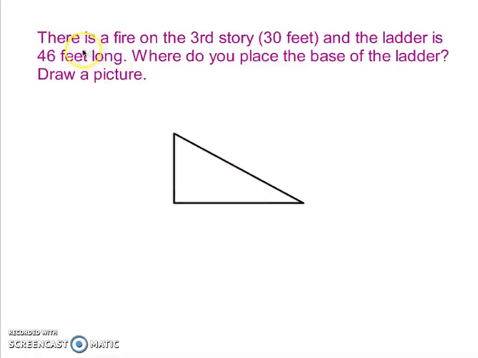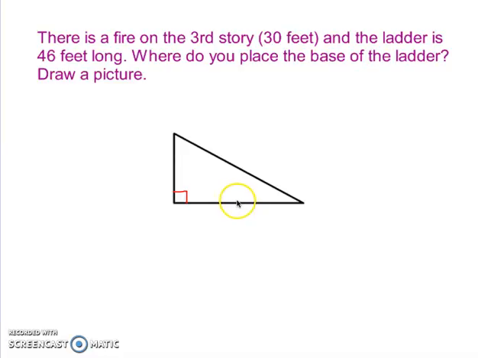So now we're on to our last example, which is a story problem, and it says there is a fire on the 3rd story, which is 30 feet, and the ladder is 46 feet long. Where do you place the base of the ladder? So we have a picture here. So this story problem right here is a right triangle situation. If this is 90, this could be considered my ground, so my horizontal, my flat surface. Your building would go straight up, vertical with the ground.